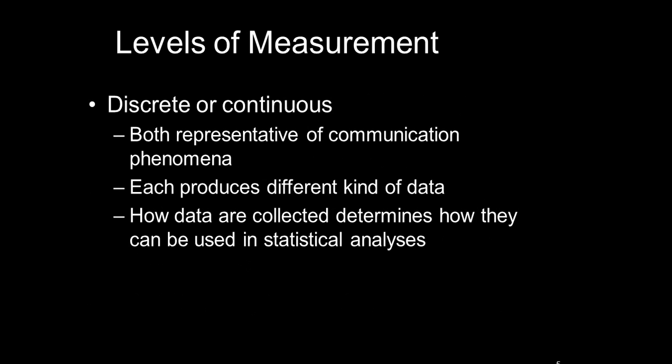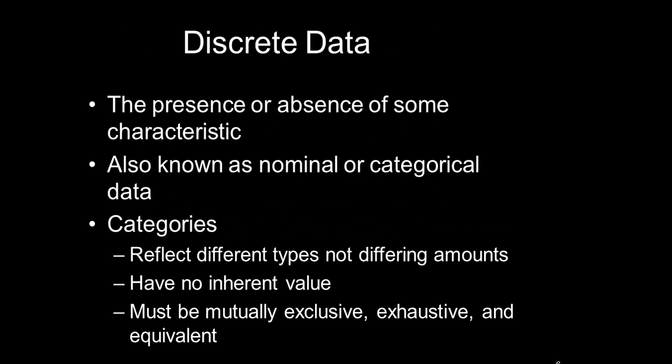All right, so levels of measurement. When we consider the levels of measurement, there are two types of data that we see: discrete and continuous. I'm going to explain what both of these are, but at the outset, it's important that you know, one, that both are representative of types of phenomena that we study. Two, each produces a different type of data, and three, ultimately how we collect data determines how it is used in statistical analysis. So let's start with discrete data.